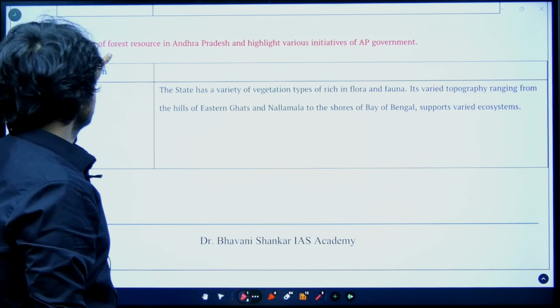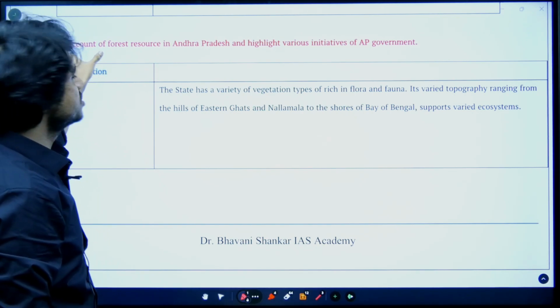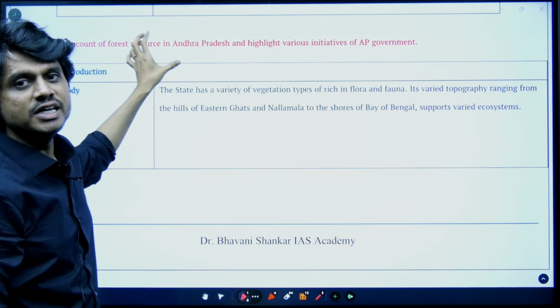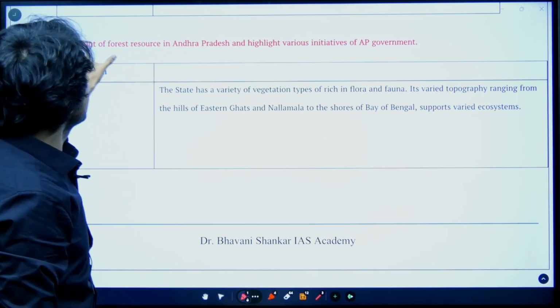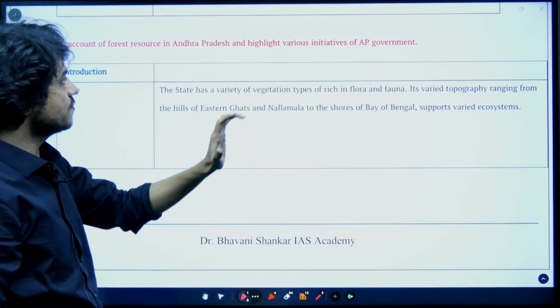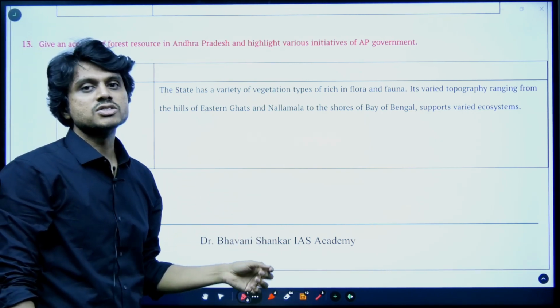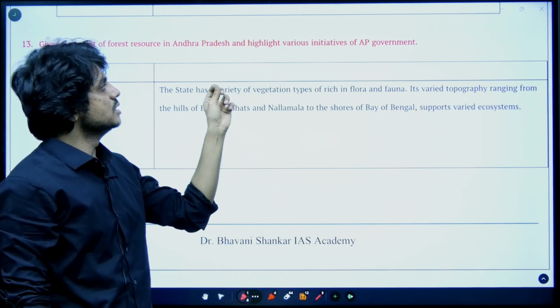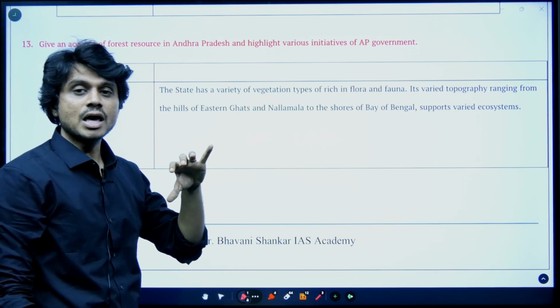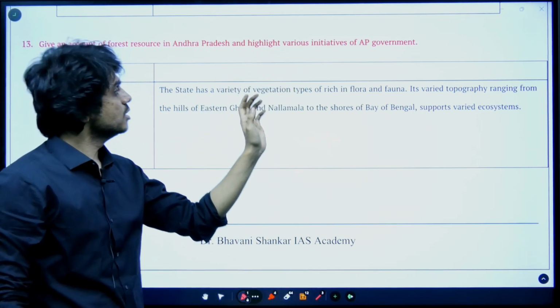Even though it is not a very big keyword, if the keyword were, let's say, analyze, you would have to give a very detailed analysis. Since it is give an account of forest resources, or let's say give an account of mineral resources, some brief understanding, some brief background, some brief concept of why such forest resources are present in Andhra Pradesh can be highlighted, along with the distribution, and highlight various initiatives of the AP government.